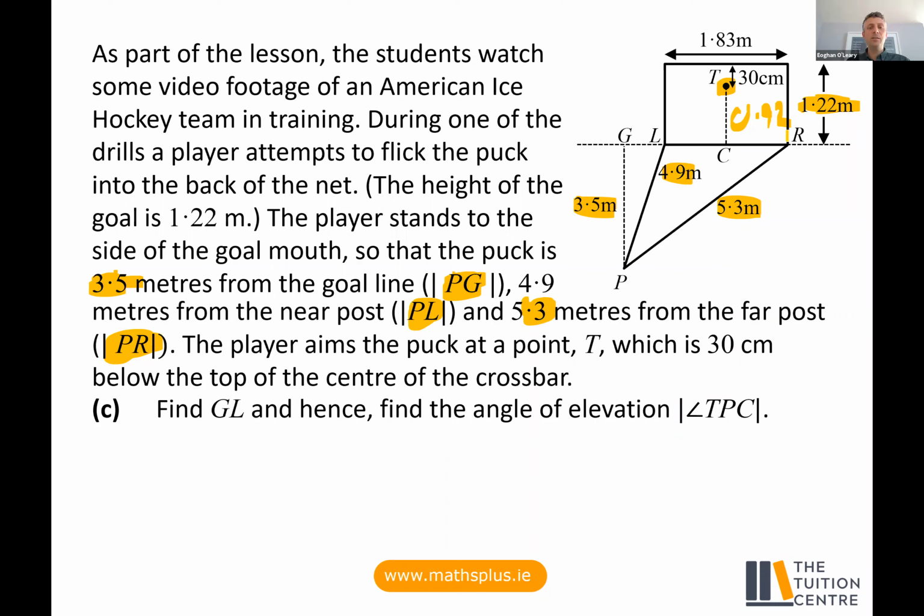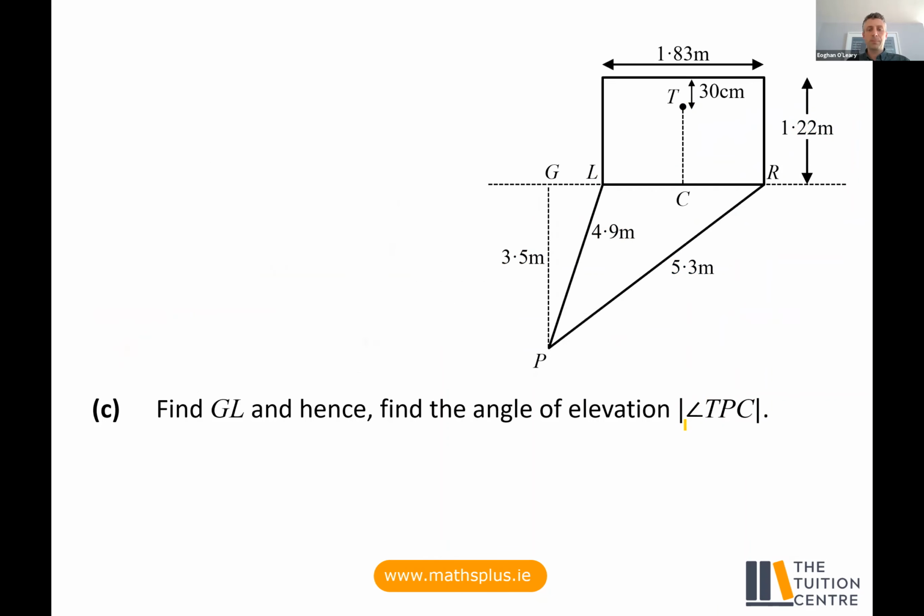So it says find GL. So this is my GL. And hence find the angle of elevation TPC. So we will draw that in a moment. Okay. So there's a lot in there. You got to read it a couple of times. Take your time with it. Maybe at times you might want to draw out individual triangles. I'm going to highlight them here rather than drawing them out separately.